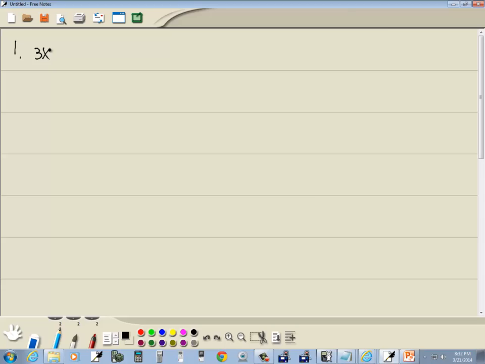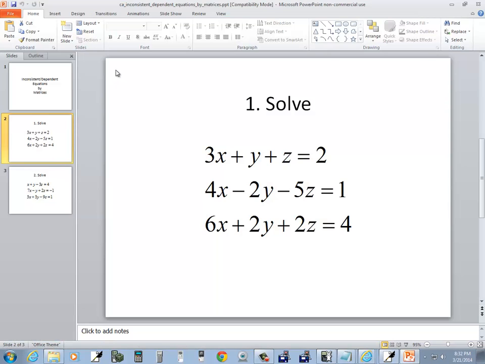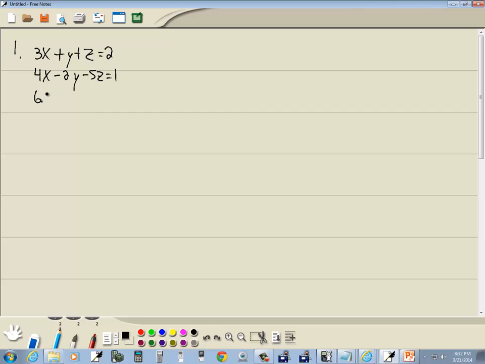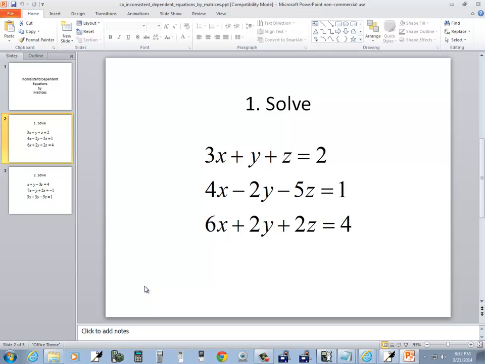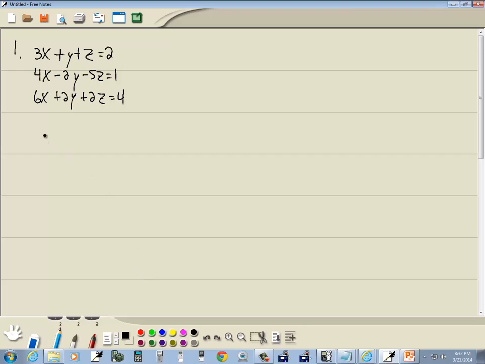So we've got 3x plus y plus z is equal to 2, and 4x minus 2y minus 5z is equal to 1, and 6x plus 2y plus 2z is equal to 4. I'm going to double check all my numbers. Okay, we're going to use the calculator to do this, so we're going to use RREF.